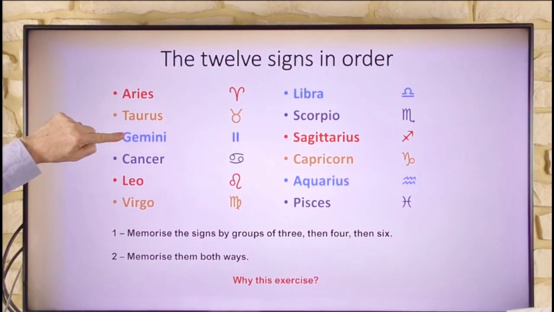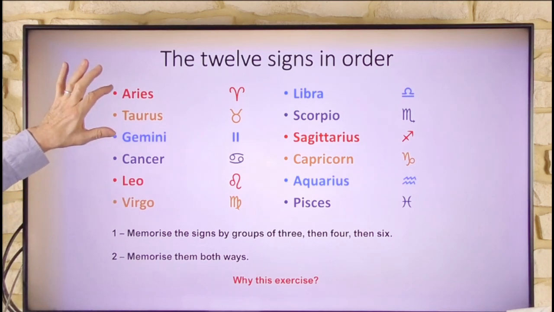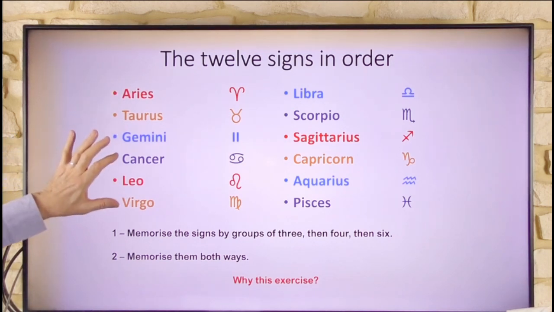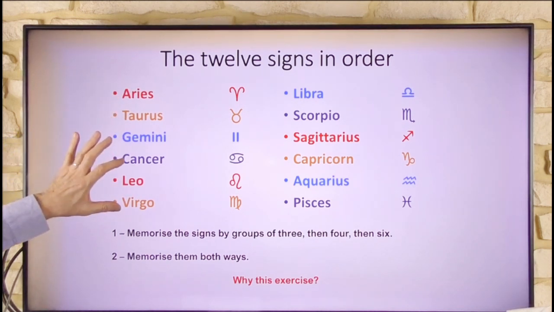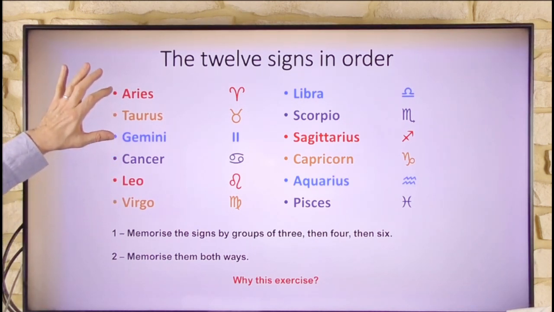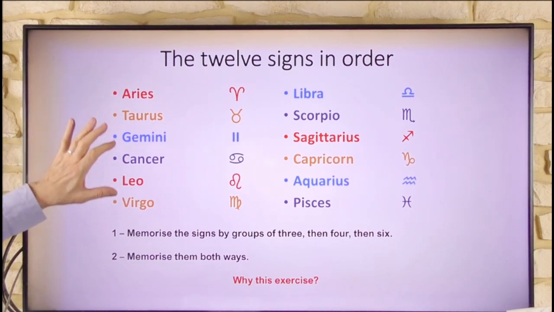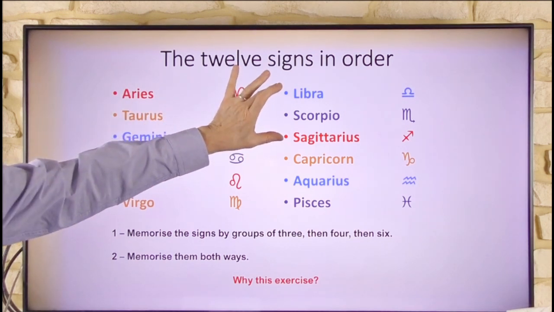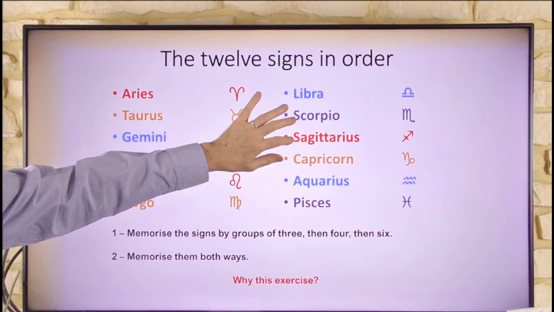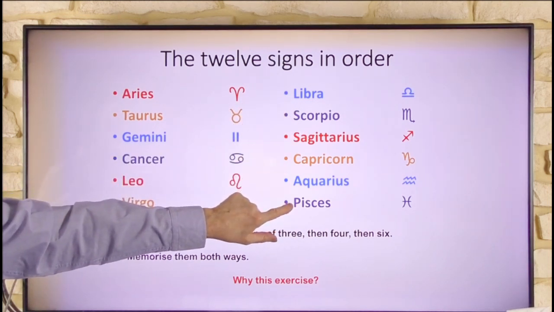Aries, Taurus, Gemini, Cancer, Leo, Virgo. So you work by lots of 3 signs. And then the next lot. Then the next one again, Libra, Scorpio, Sagittarius. And then the last one, Capricorn, Aquarius, Pisces.